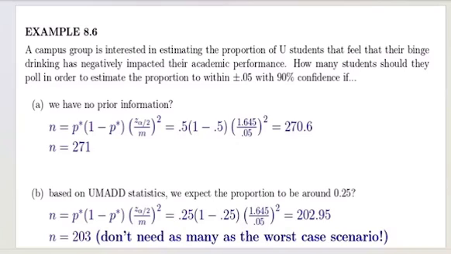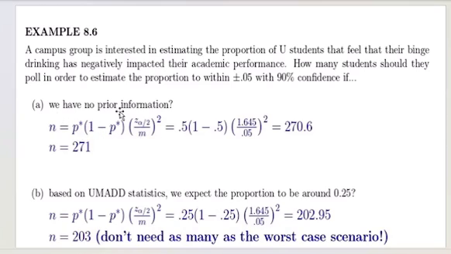Let's take a look at this example. A campus group is interested in estimating the proportion of youth students that feel that their binge drinking has negatively impacted their academic performance. How many students should they poll in order to estimate the proportion to within plus or minus 0.05 with 90% confidence? Now, whenever you see plus or minus, whatever value comes after plus or minus is the margin of error. Please take notes. Okay, now you're given 90% confidence and you want to find the sample size.